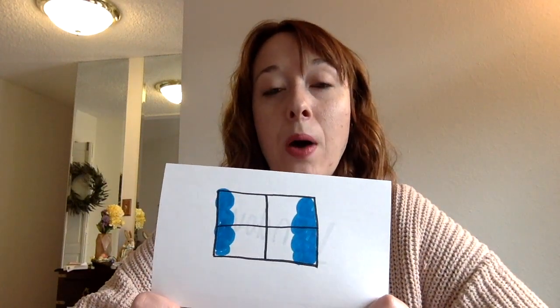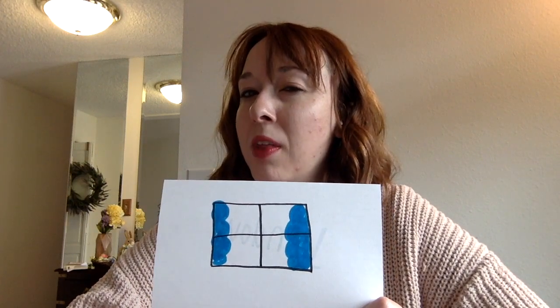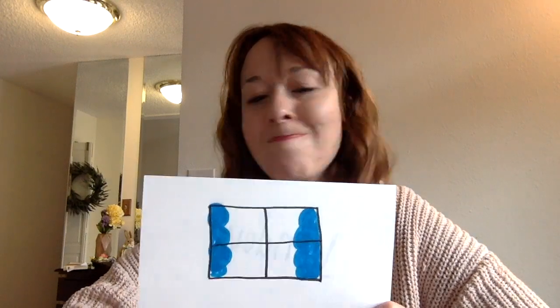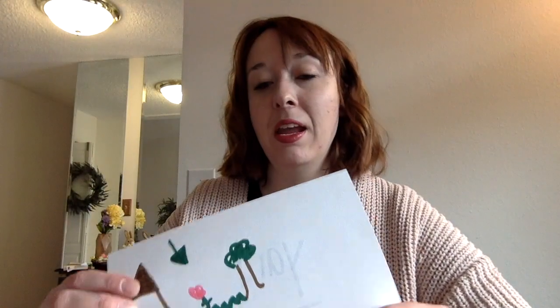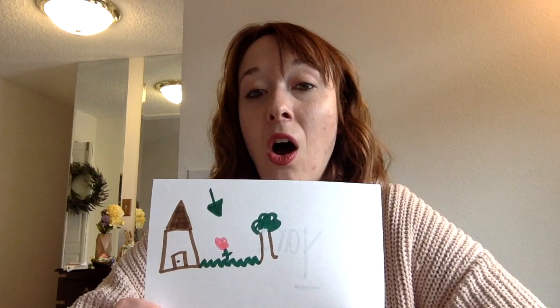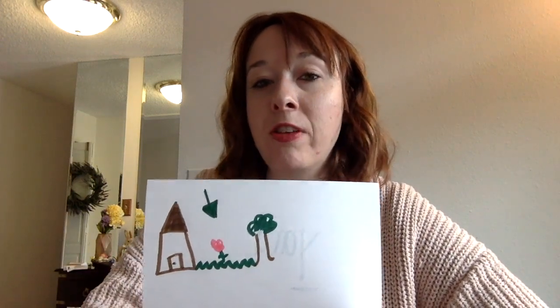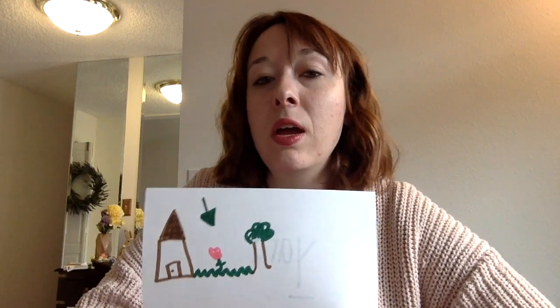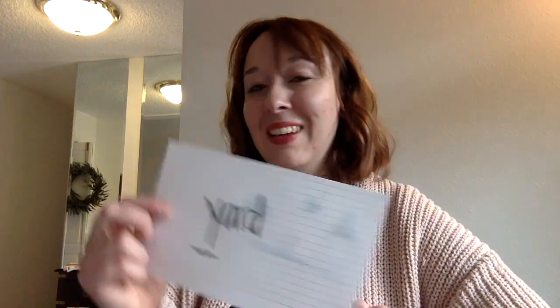All right, what about this one? Window. Window. Is it the same as yeah, yeah? It is not. It begins with a W. All right, what about this one? Yard. Yeah, yeah, yard. I have my house, and this is the yard right in front. I'm pointing to the yard with my arrow. Yard does begin with a Y.